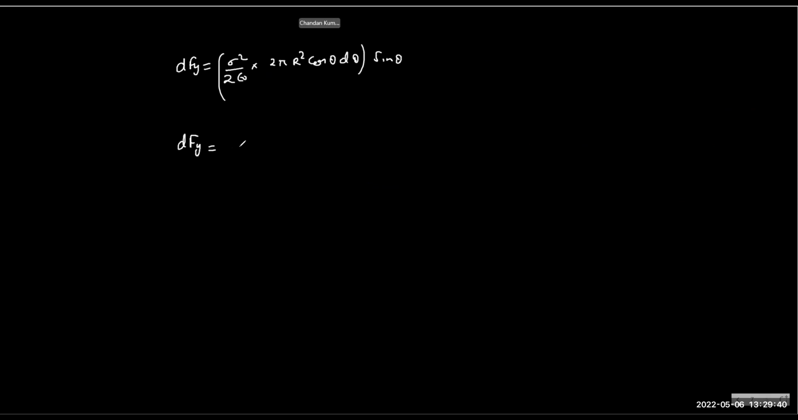The dFy now we can write as, 2 will cancel out, sigma square pi r square upon epsilon naught. I can keep 2 there only, because that will help us: sin 2 theta into pi r square, then sin 2 theta d theta, which you have to integrate from where to where? The theta will go from 0 to pi by 2. And this should be 1 only.